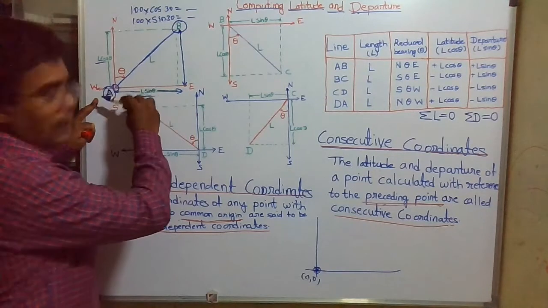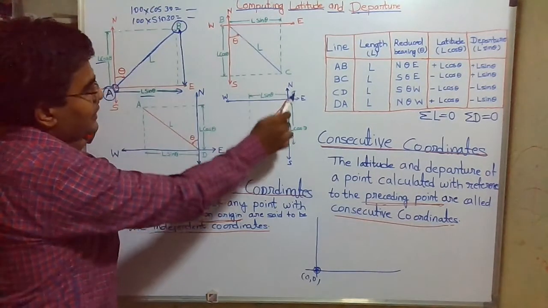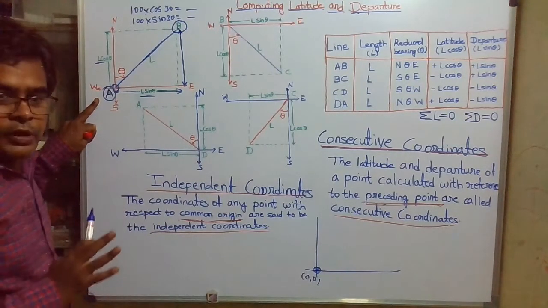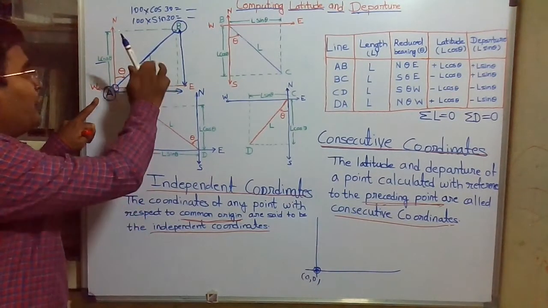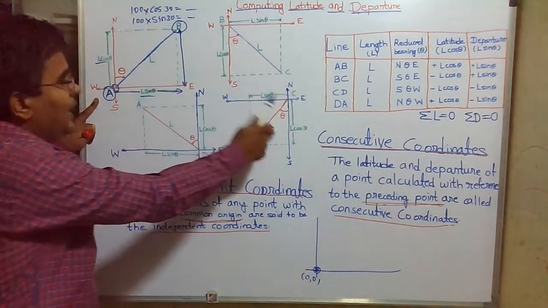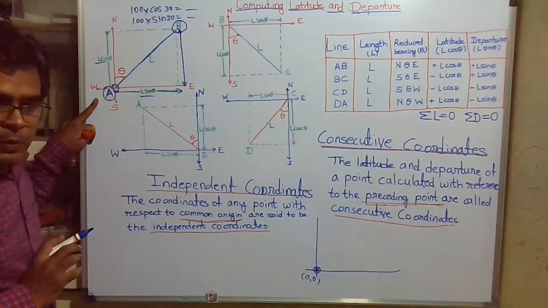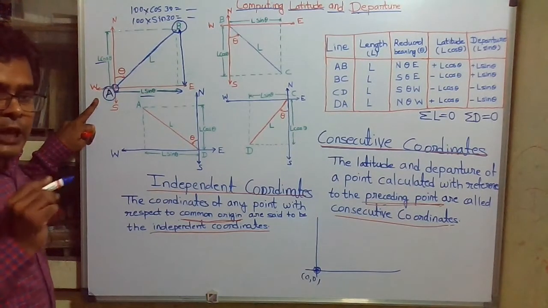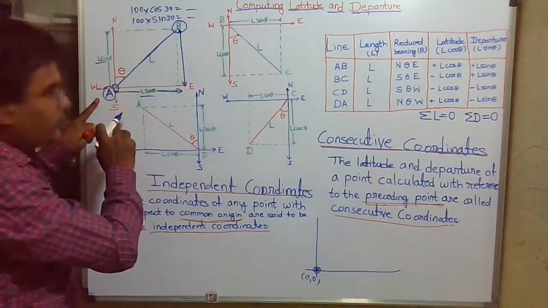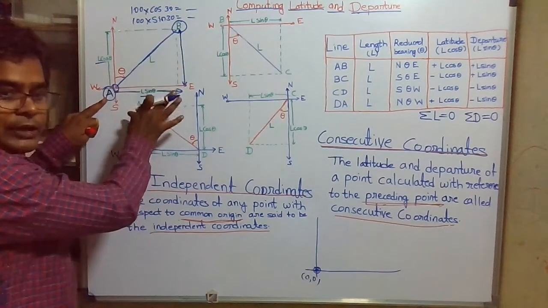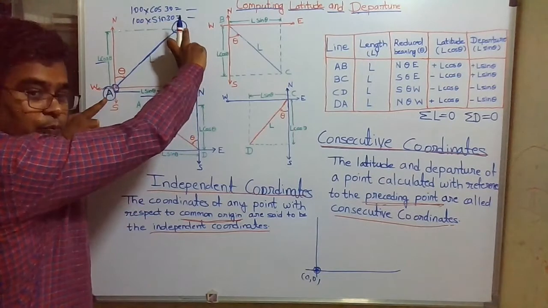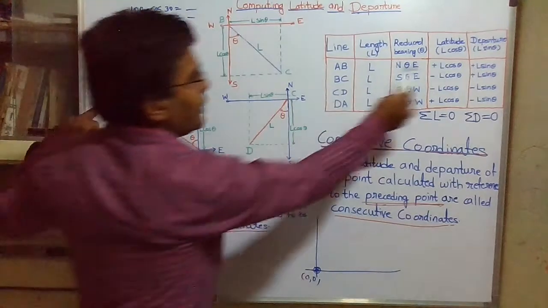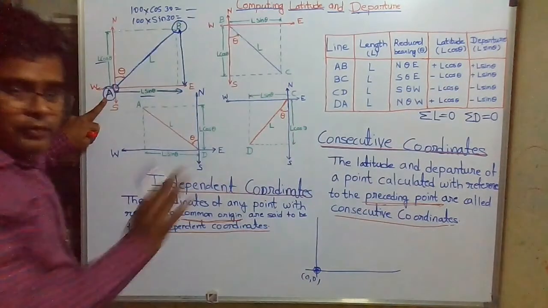Here is the one traverse I have told you: AB, BC, CD, and DA. This is one traverse. Here we know the length of each line and the reduced bearing of each line. So what is the initial step? Initially, we are calculating the coordinates of point B. For the AB line, the latitude gives the position of point B with reference to point A. Here we calculate plus L cos theta, L sin theta.